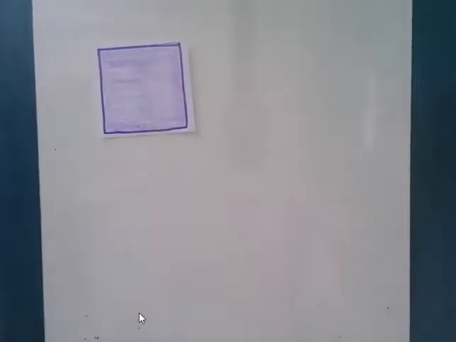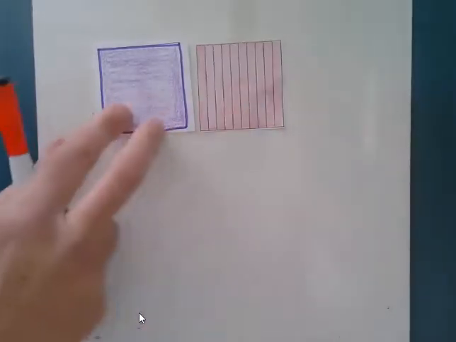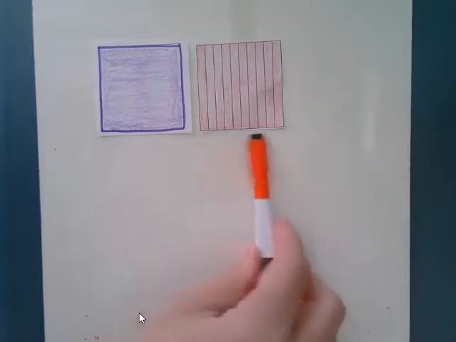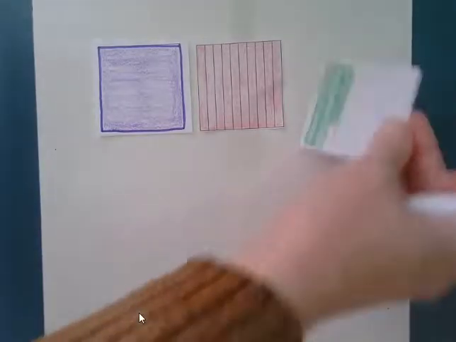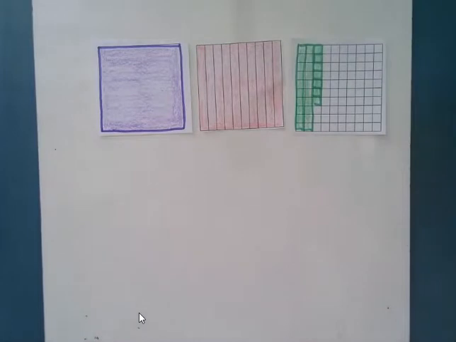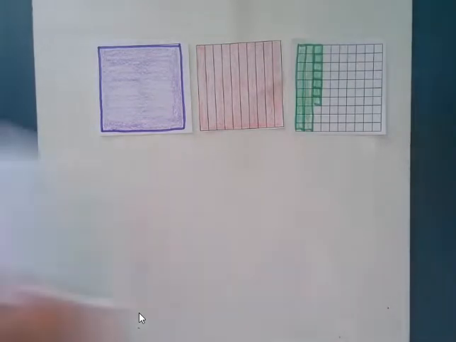So for example, we know that this model is showing us a whole. We know that this model is also showing us a whole, but it's also showing us 10 tenths because it's split up into 10 equal parts. And then we also have, I'm just going through my models here and trying to find them. We also have our hundreds, and I've lost my hundreds. So our hundreds look like this. And then of course we have our model of thousands, which look like this.